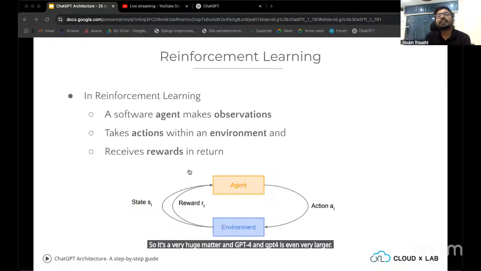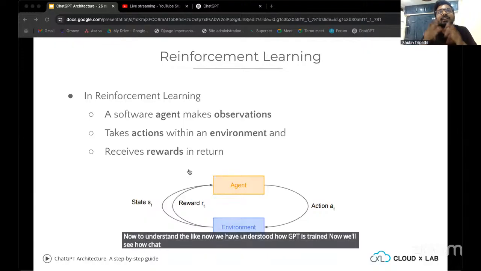Now we have understood how GPT is trained. Now we'll see how ChatGPT is trained. So what is ChatGPT, if we see? We trained a GPT model and then we fine tuned it for question answering, because ChatGPT is just a question answering chatbot. So that is what ChatGPT is.